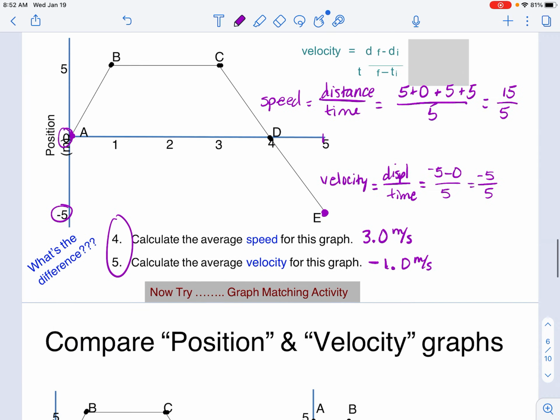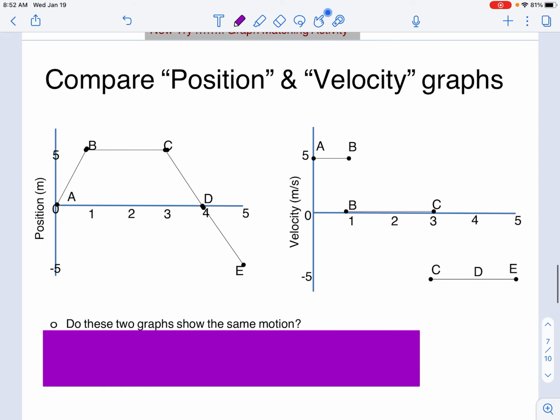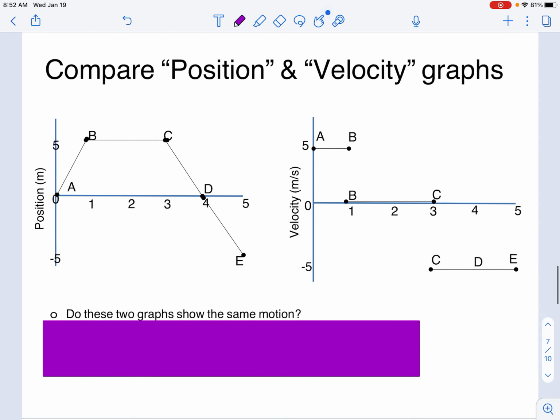All right, we are now going to take a moment and look at these two graphs. Normally I pause for a while here and I ask my students, look at these two graphs and tell me, do these two graphs show the same motion? Well, the correct answer to that question is yes, they do.